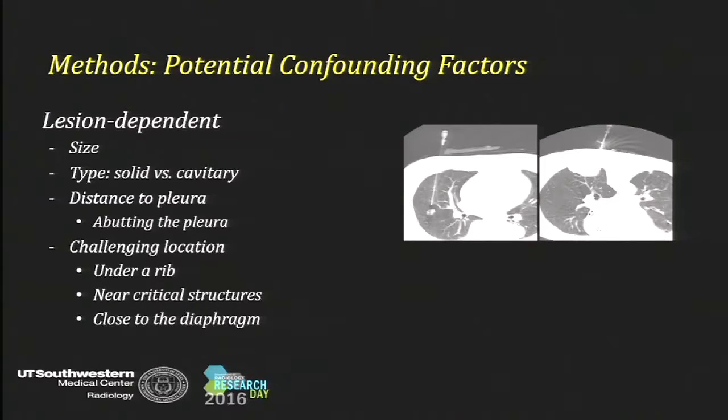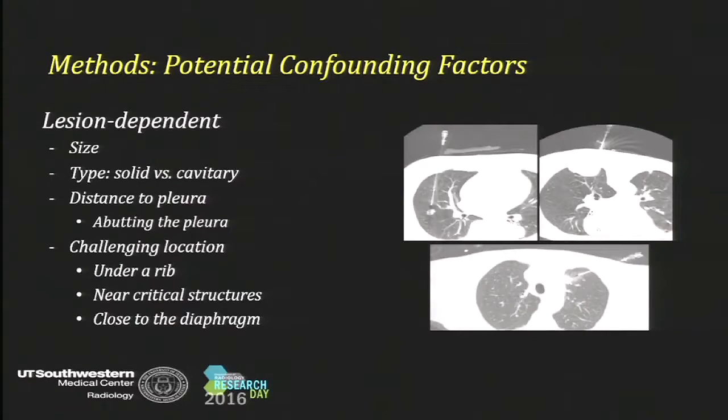Try to also differentiate between lesions that were under a rib, near critical structures, or close to a diaphragm, because those are considered more challenging to biopsy. Of course, it's subjective, but we try to be consistent. You can see that if you have a lesion like this that's next to the aorta, you go a little bit too deep and you're dealing with a complication, so there's extra time and care taken towards biopsying this.